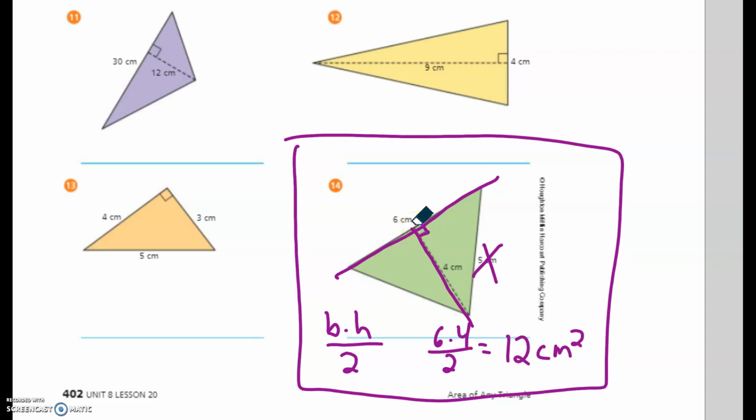And what went wrong with that strategy was some of you cut the 6 in half and got 3, did 3 times 4, 12, and then you divided it by 2 again. You only cut it in half, or if you want to think of it as divide by 2, you only do it one time.